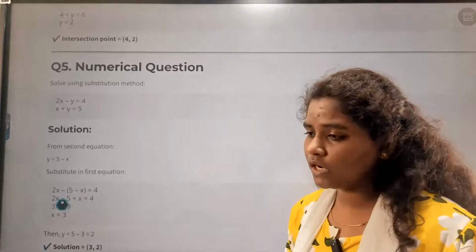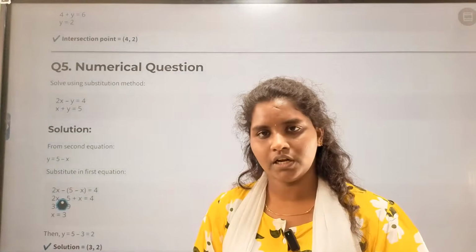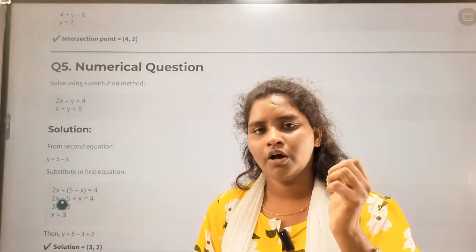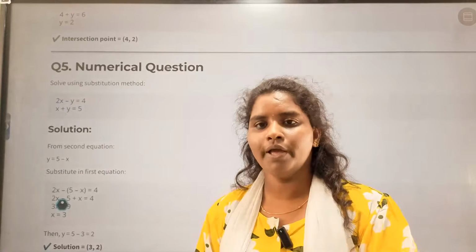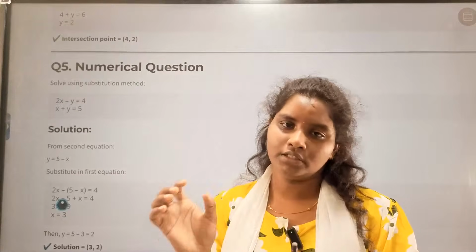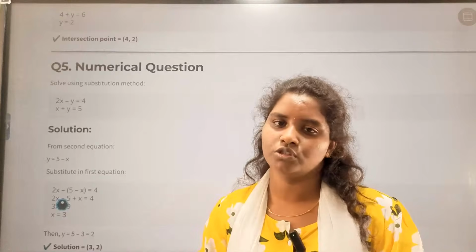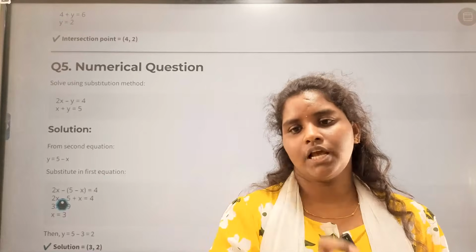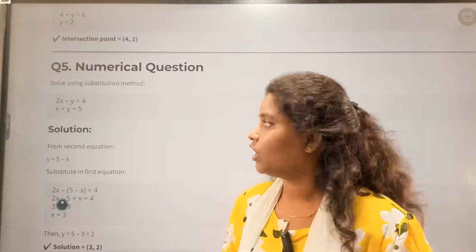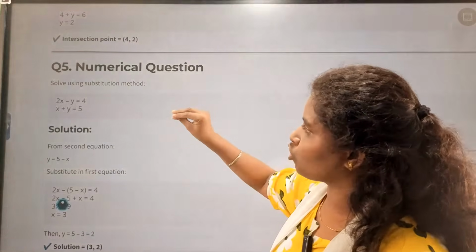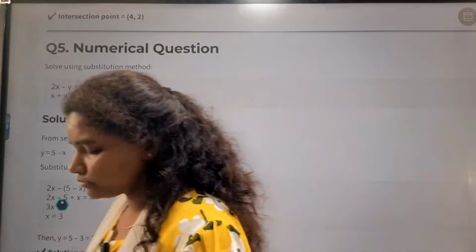And see, a numerical question means it's a direct question. If they give two equations and mention to solve by using elimination or solve by using substitution, then if they mention only substitution, we have to use only the substitution method. If they mention the elimination method, we have to solve only by using elimination, right? So here they mentioned we have to solve by using the substitution method.